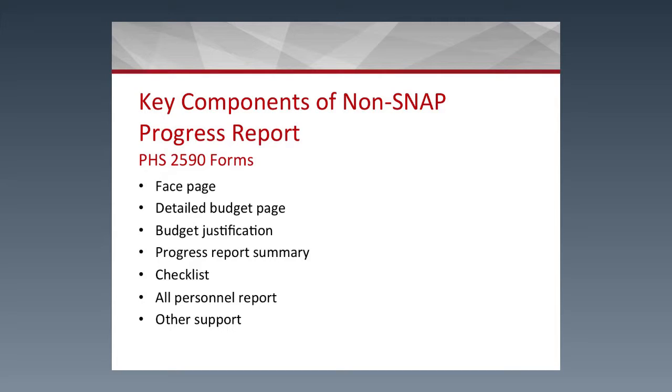For the non-SNAP progress report, again, which is submitted via mail using the PHS 2590 forms, you will include a face page, a detailed budget page, a budget justification, a progress report summary, checklist, all personnel report, and other support.